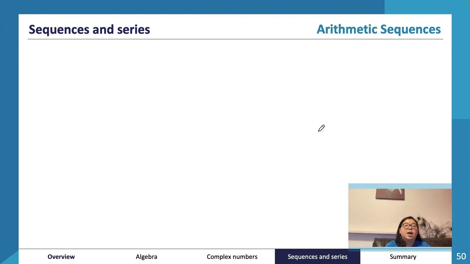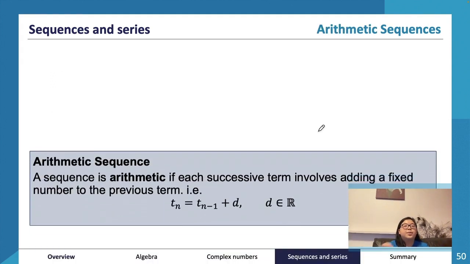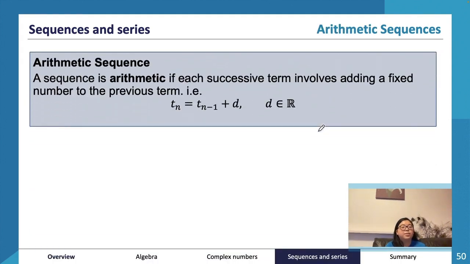So how do these sequences work? First of all, let's talk about arithmetic sequences. Arithmetic sequences are essentially when the successive terms involve adding something. So we're adding d each time. We're going 2, 4, 6, 8, so we're adding 2 each time. Or if we're going 1, 5, 9, we're adding 4 each time.